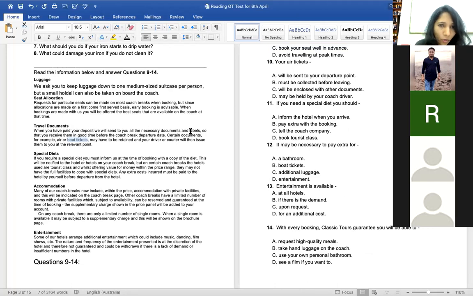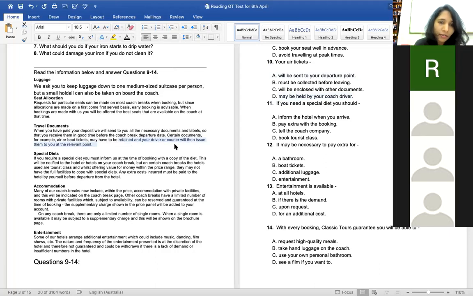We'll send you all the necessary documents and labels so that you'll receive them in good time before the coach break. Certain documents, so we have an exception here. Certain documents may have to be retained and your driver or courier will then issue them to you at the relevant point. So D is our answer, because it is telling that it will be retained or held by a driver or courier who will then issue it to us. Are you clear with this?